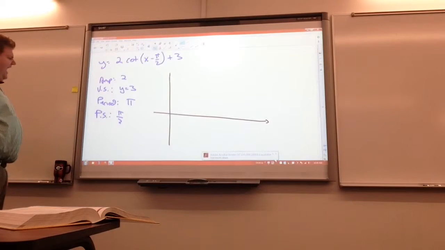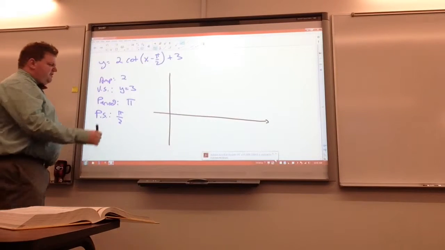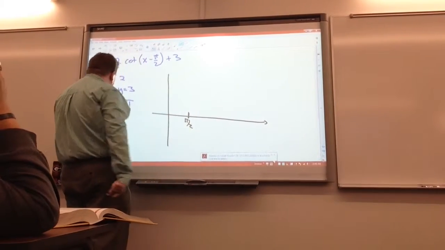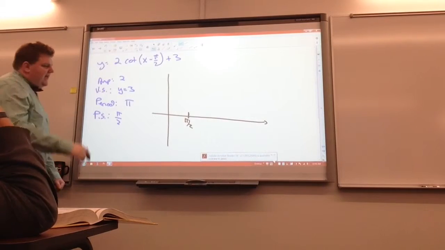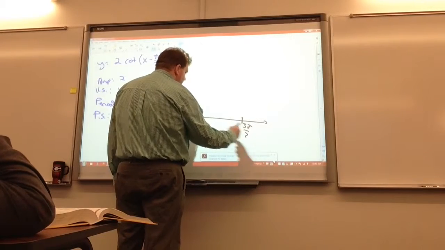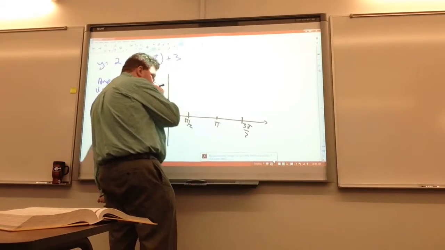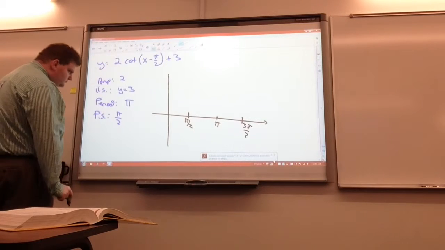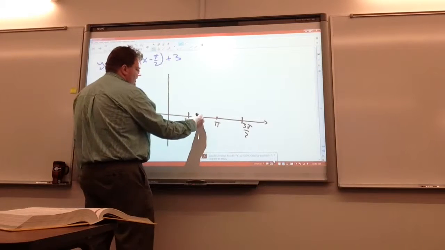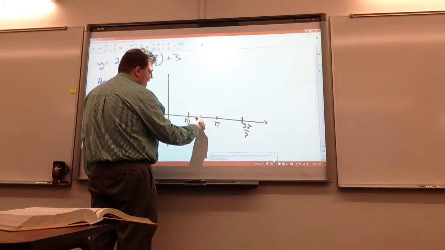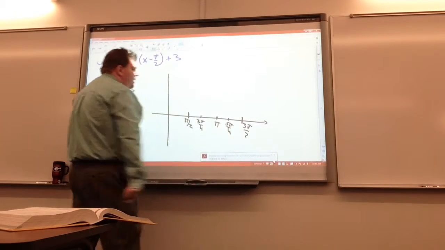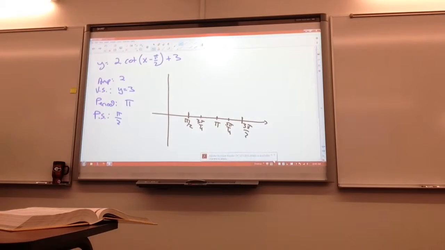The thing has a phase shift at pi over 2, so we're going to start at pi over 2. Right here. Okay? Its period is pi, so it's going to repeat again at 3 pi over 2, and have a center of pi. Okay? Other features, just to help me with graphing, I'm going to go ahead and add on here 3 pi over 4 and 5 pi over 4. Because those are going to help me be able to draw this thing better.